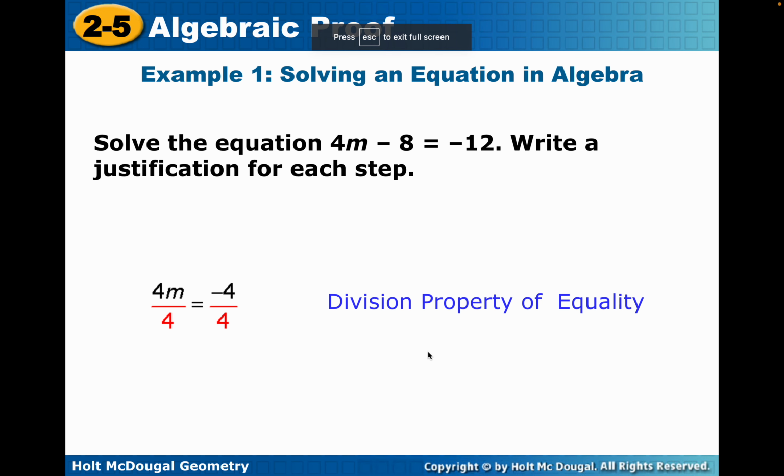Okay, I know this already shows a step, but let's look at this one. We're going to solve this equation right here: 4m minus 8 equals negative 12. When we typically have proofs, we're going to write a box like this that I'm putting on the board. What this is going to look like is we're going to have our reasons here. And oops, I think I mixed them. Sorry. This will be statements.